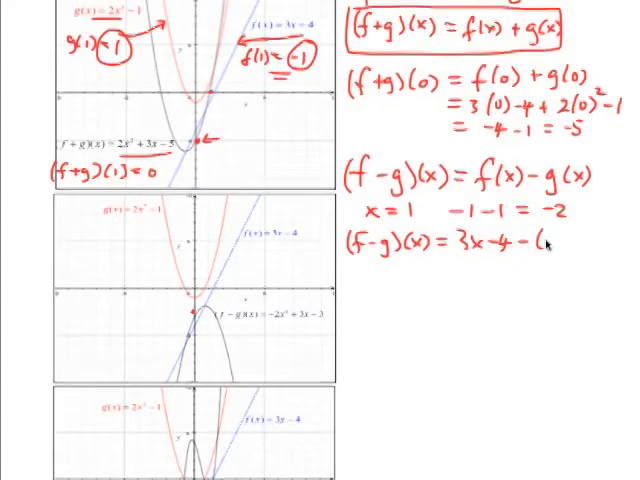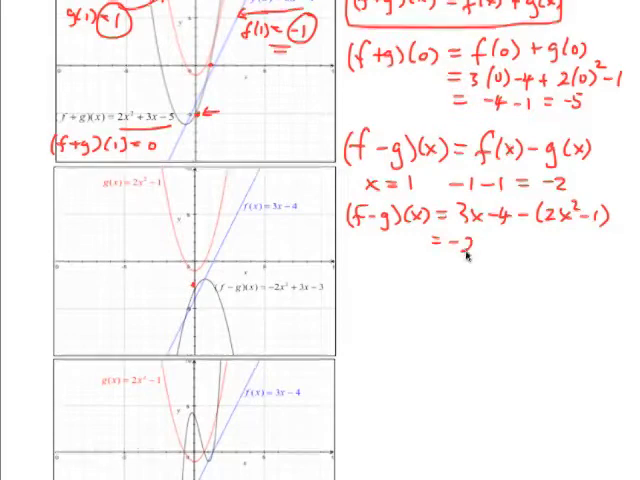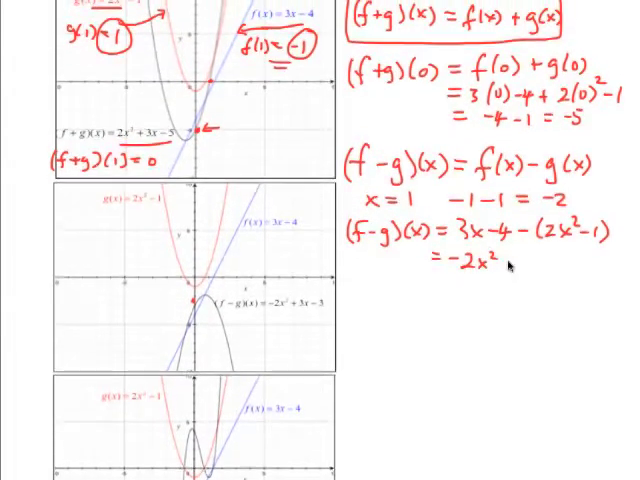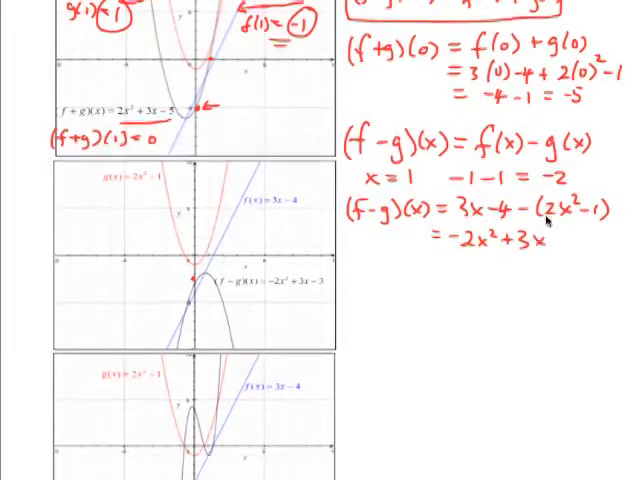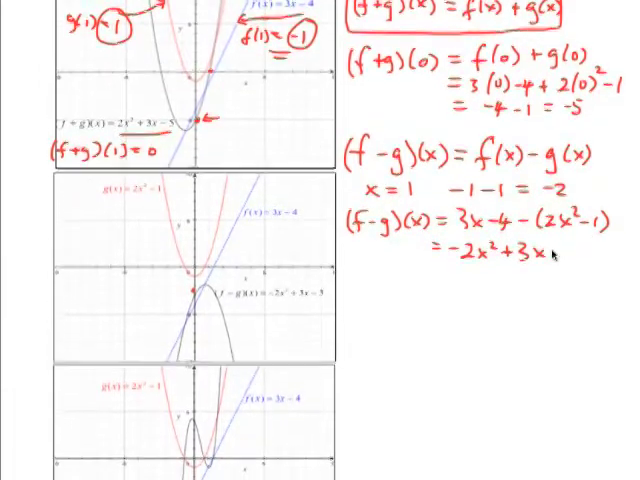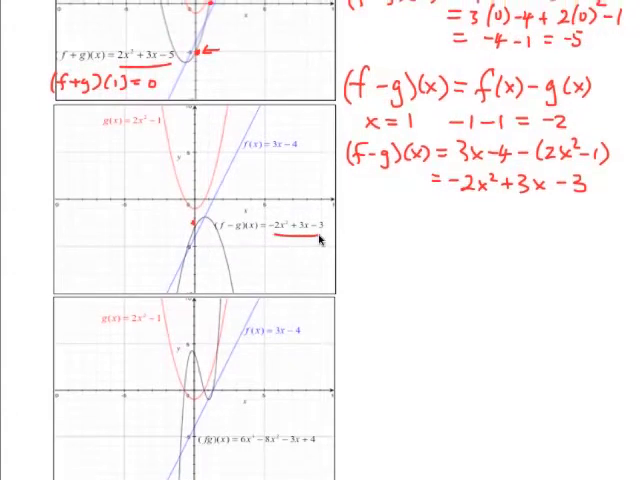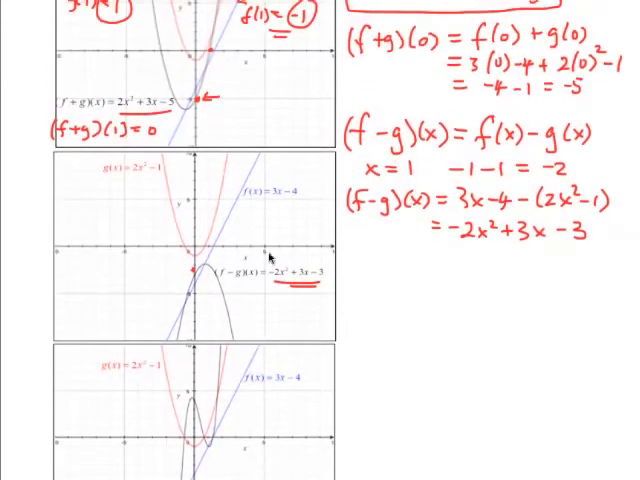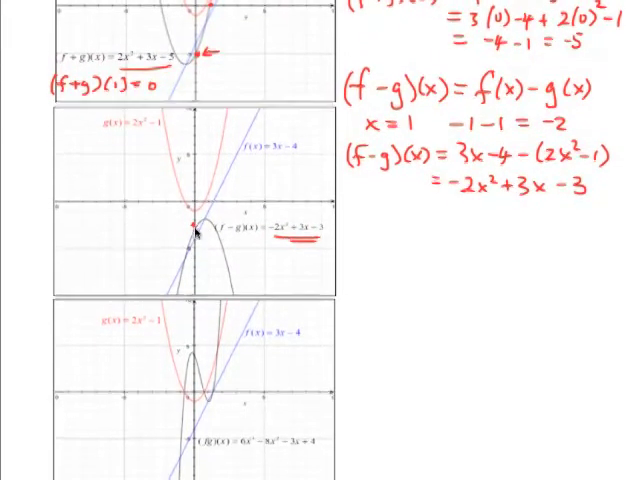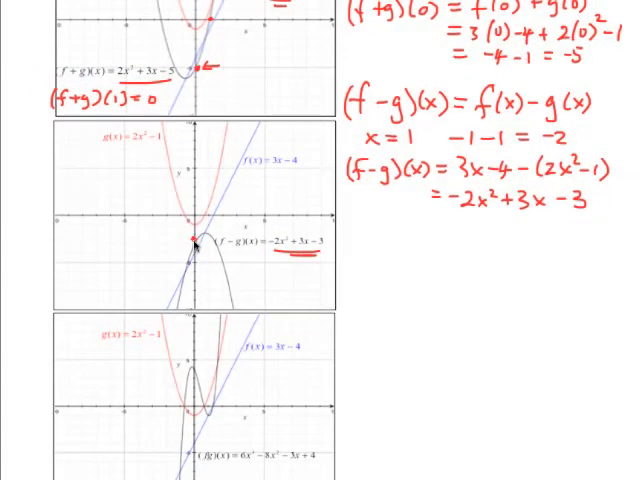Now the subtraction of the two, of course, f minus g of x is simply 3x take 4 subtract 2x squared take 1, which of course is negative 2x squared, if I put the squared part first, plus 3x minus 4 plus 1 is minus 3. And that's this one here. And you can see that that's exactly what it is on this curve here.